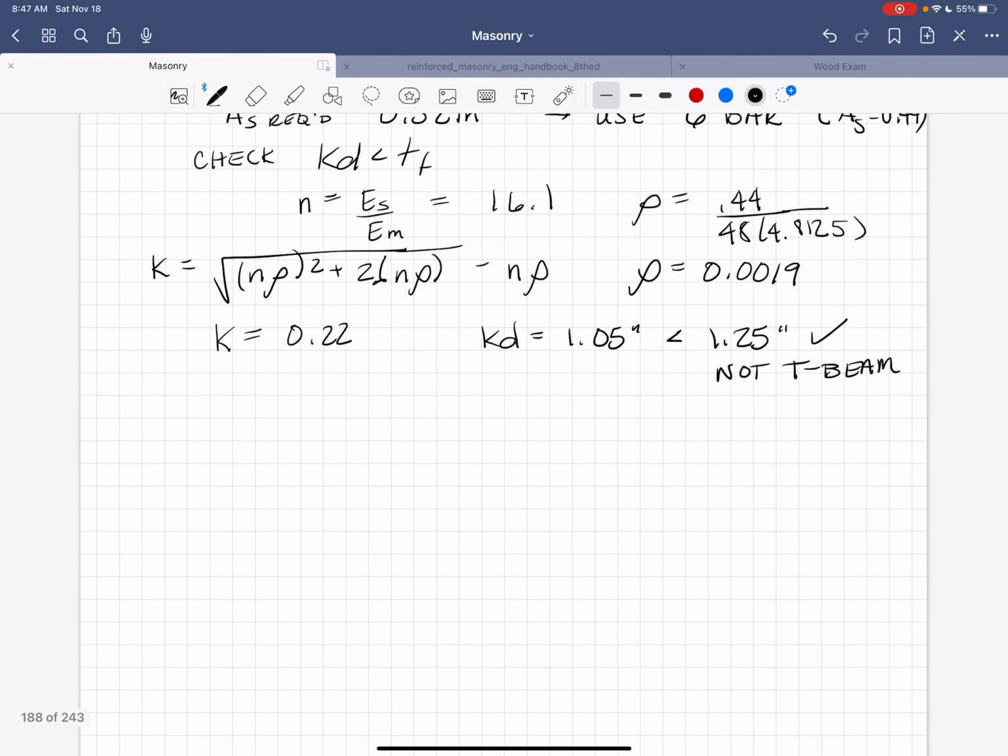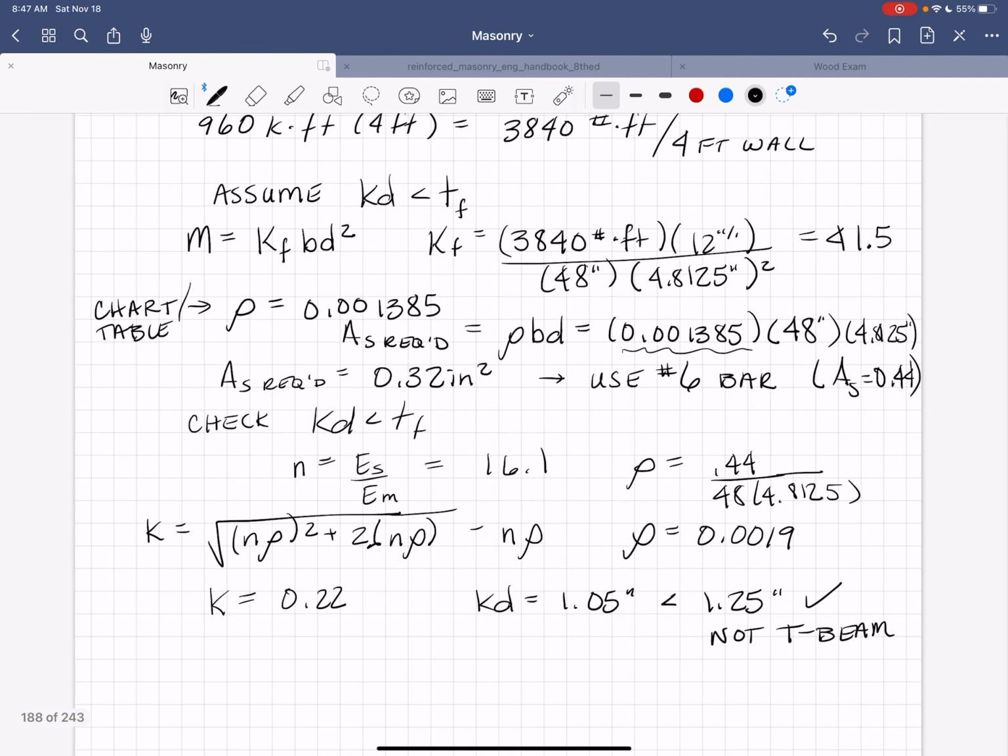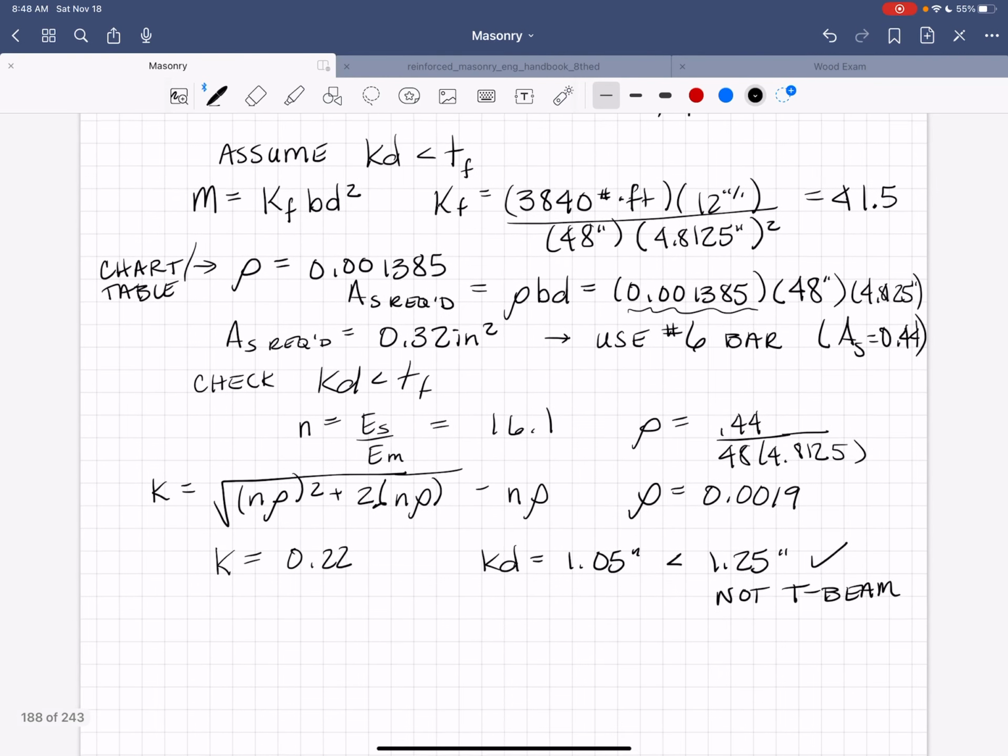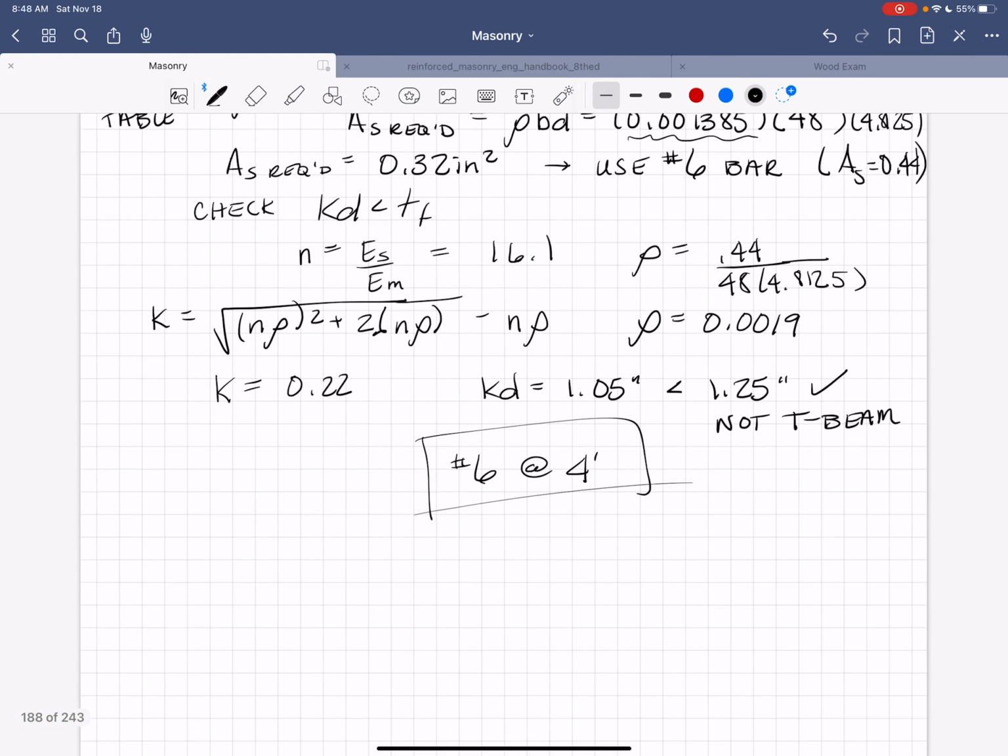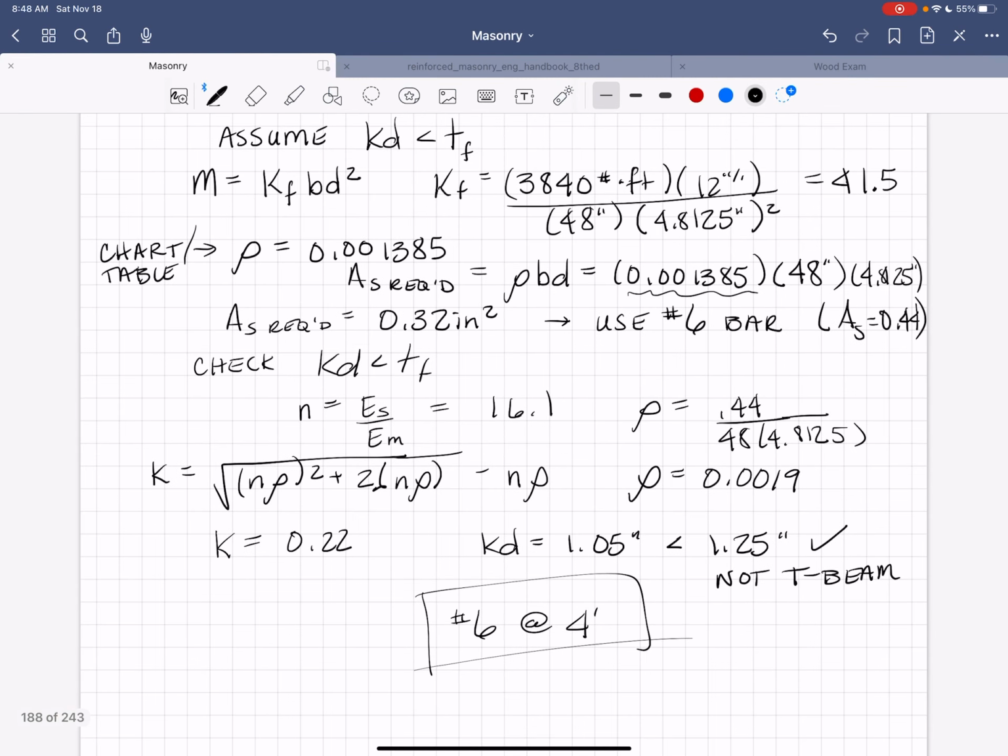All right, so now I could go in, so basically we're pretty much done here, right? So we know that it's number 6s at 4 feet. So that's our solution, is number 6s at 4 feet, okay? But technically I should go back and check, but we know it's okay because I went up a bar size, so I've got plenty of steel.